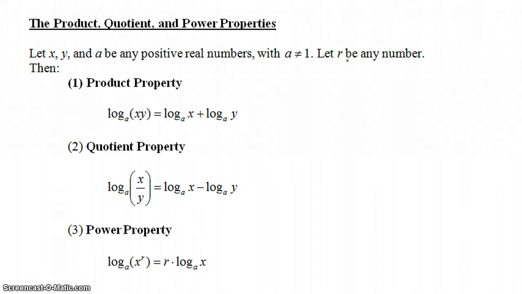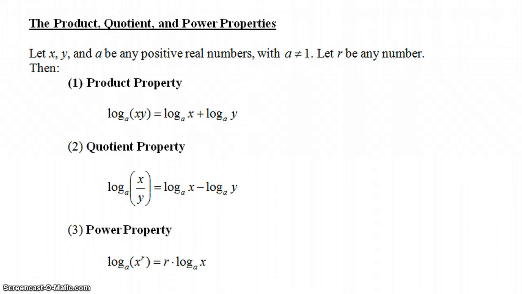Also, let r be any number. It can be positive, negative, or anything. The product property says log base a of x times y is equal to log base a of x plus log base a of y. Notice it relates a product, an x times a y, to a sum, an addition.